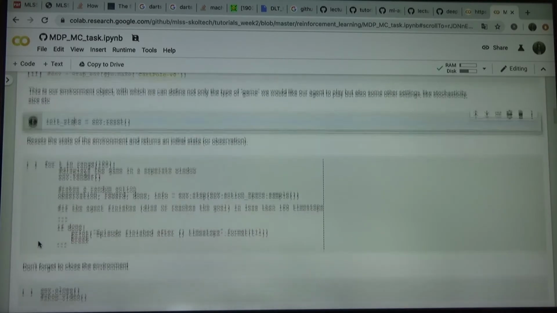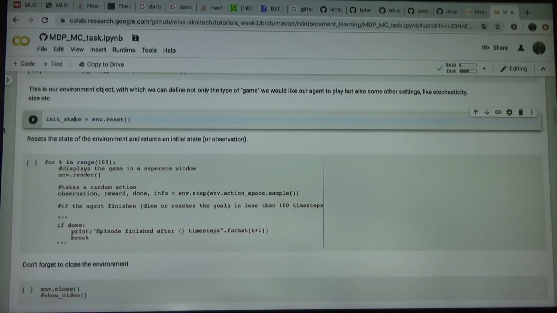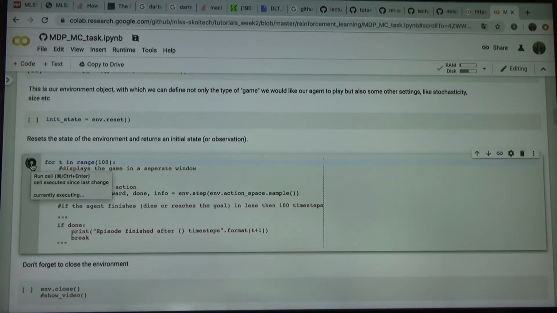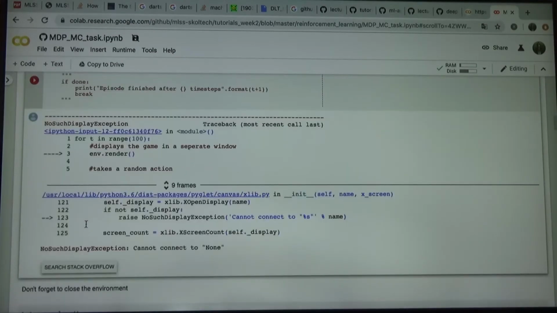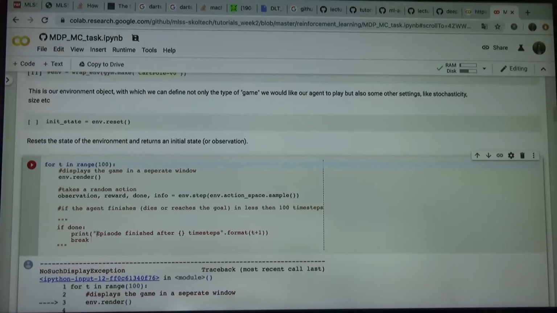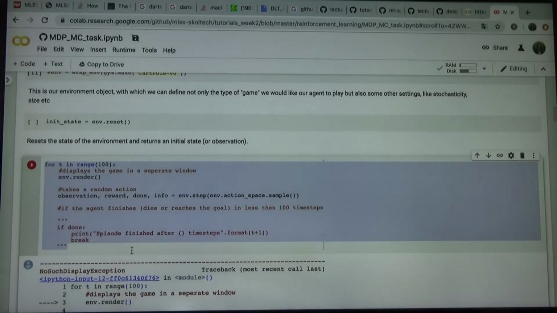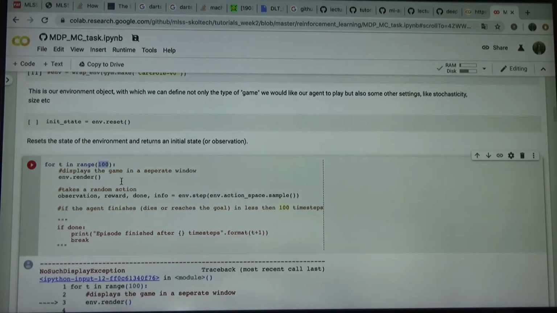The main part: if we run it in Colab, nothing will happen, or an error will appear, but it doesn't matter. Basically this is a loop which runs our environment for 100 time steps. In this loop, we render our environment. It will work in a local Jupyter notebook, which allows us to display the environment in your notebook. And the most important part is this step function.